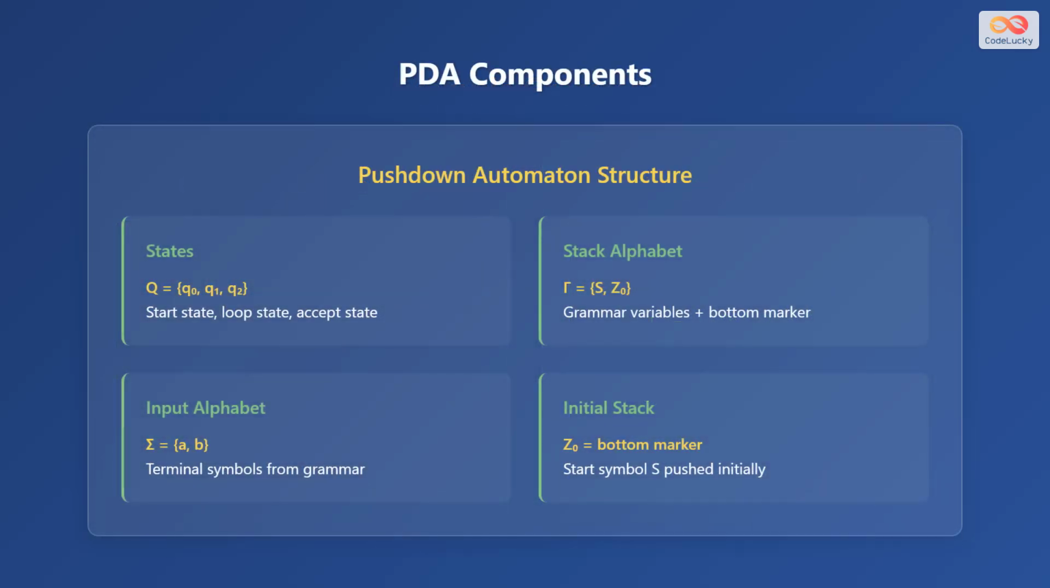Let's identify the components of the pushdown automaton we'll construct. The set of states denoted by Q consists of q0, q1, and q2, representing the start state, loop state, and accept state, respectively. The stack alphabet, denoted by gamma, includes the grammar variables and a bottom marker, Z0. The input alphabet, denoted by sigma, consists of the terminal symbols from the grammar, which are a and b. The initial stack contains the bottom marker Z0, with the start symbol S pushed onto it initially.